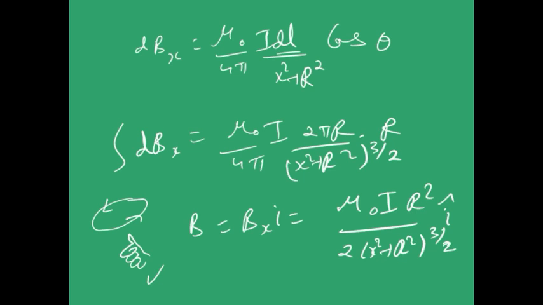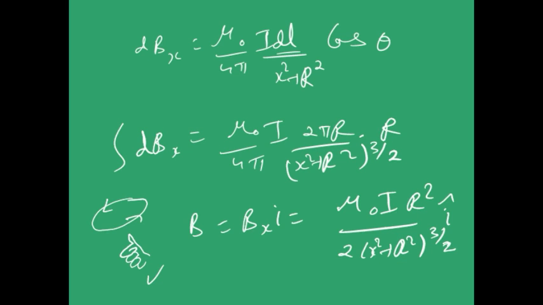Either follow this, or you can also take this. If you're facing the current loop and the current is moving in anti-clockwise direction, then the magnetic field is towards you. And if you're facing the loop and the current is in clockwise direction, then the magnetic field is away from you. Hope everything is clear till now.